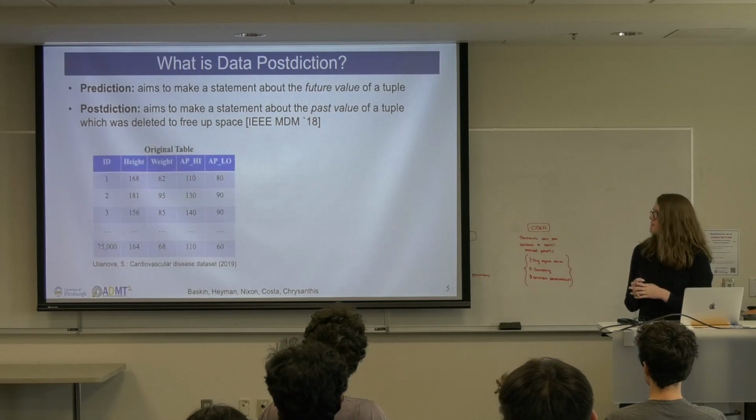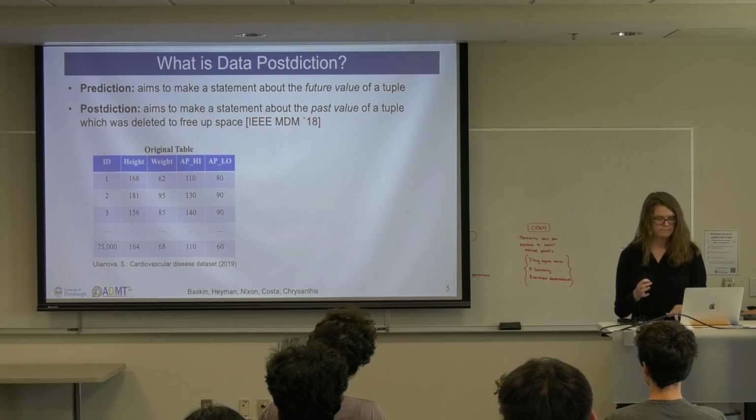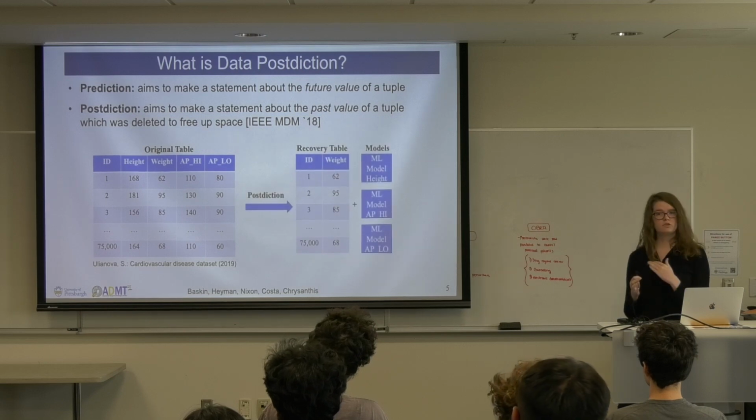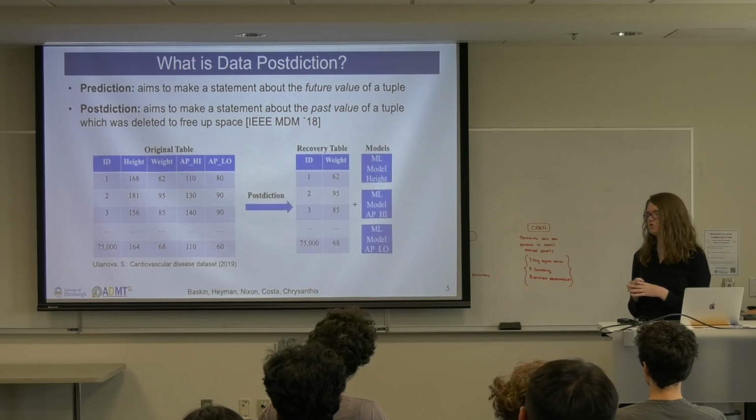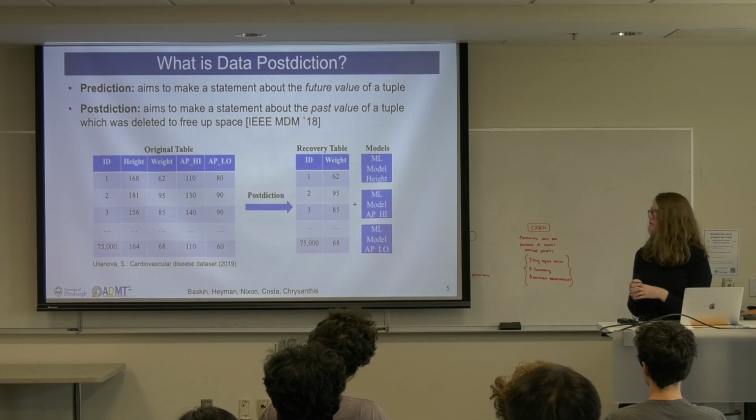As an example, say you had a healthcare data set where you could use weight to predict height, AP high, and AP low, which are both blood pressure measures. That means you could delete those extra columns and just save the machine learning models needed to recover them, which would allow you to see some huge storage savings.